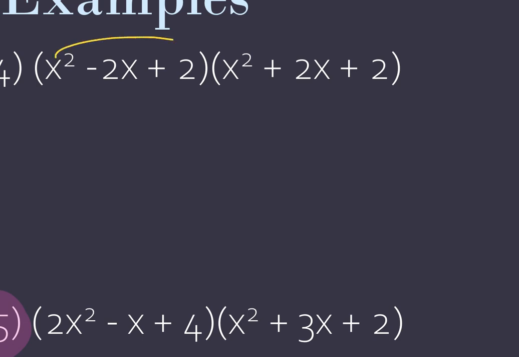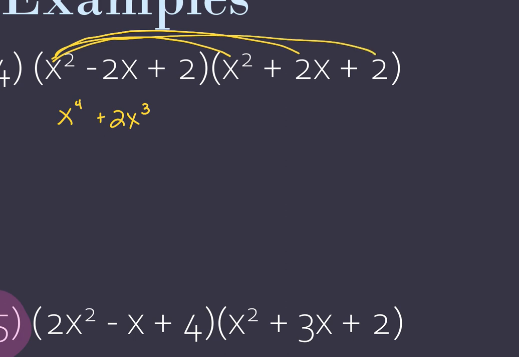So I'm going to take the x squared and multiply it times x squared. I get x to the fourth. X squared times 2x, positive 2x to the third. X squared times 2, positive 2x squared.